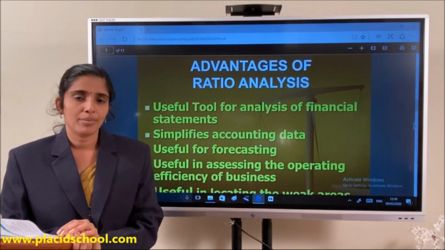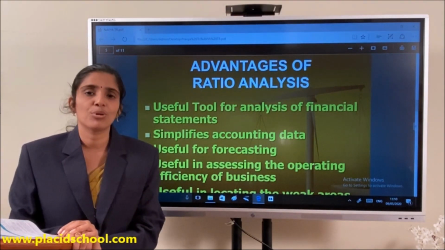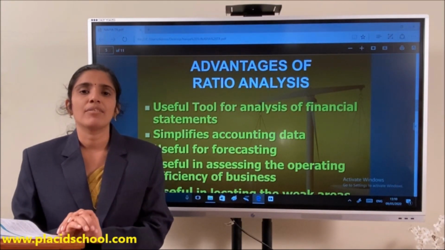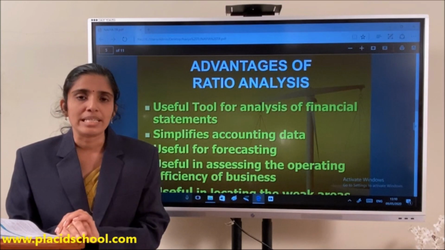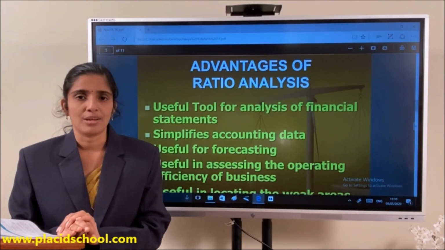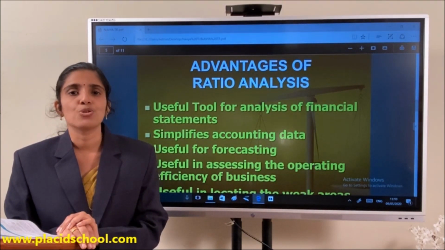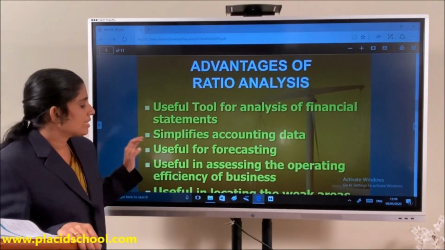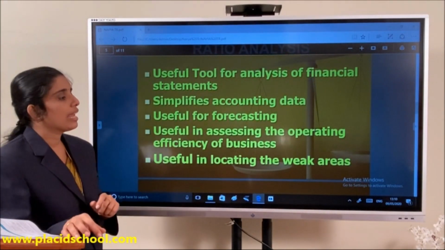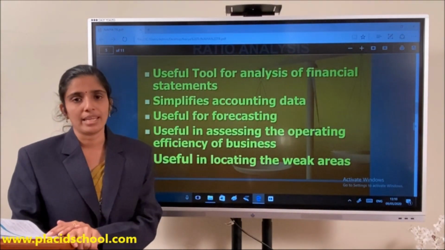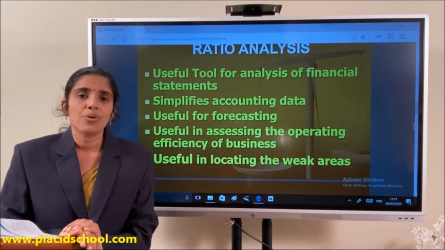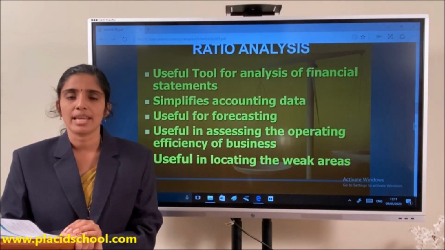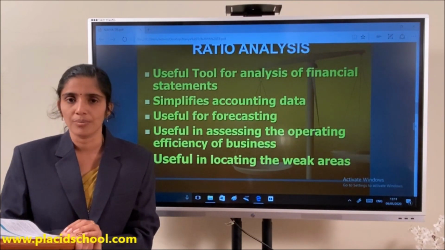We already mentioned that we calculate a number of ratios. Through these ratios, we can easily evaluate our level of performance, liquidity level, solvency level, etc. So that is the next advantage, to measure the operating efficiency of the organization. Then the last advantage is that it is useful in locating the weak areas. Ratio analysis helps in locating the weak areas of business even if the business is running well.